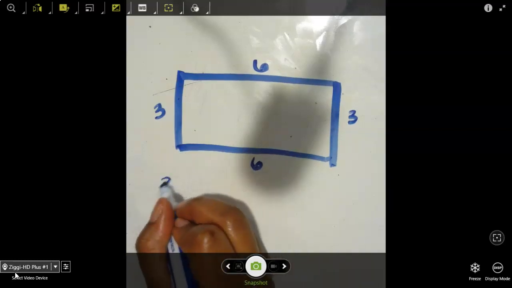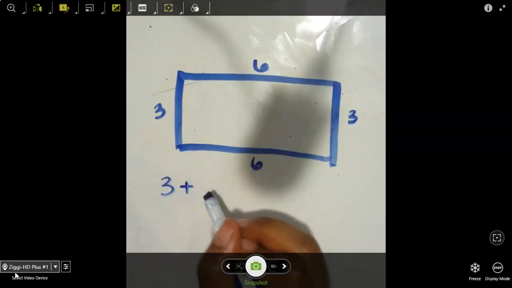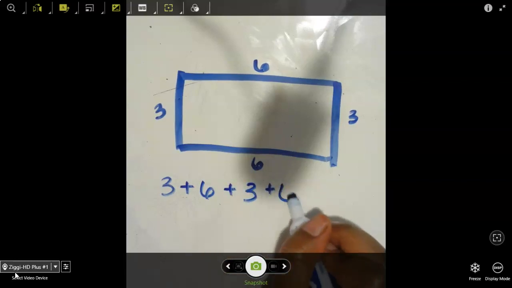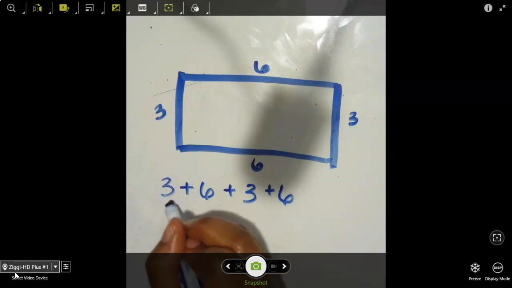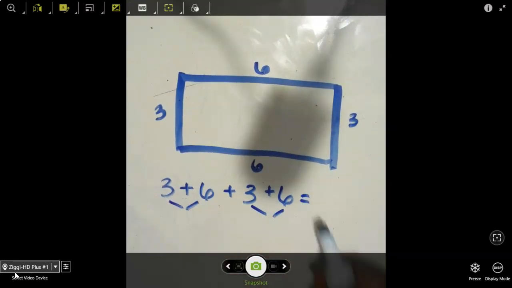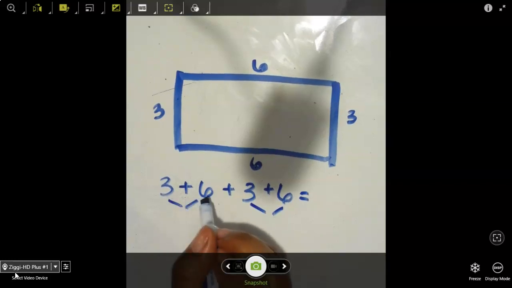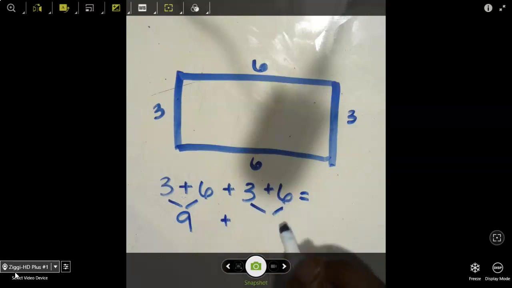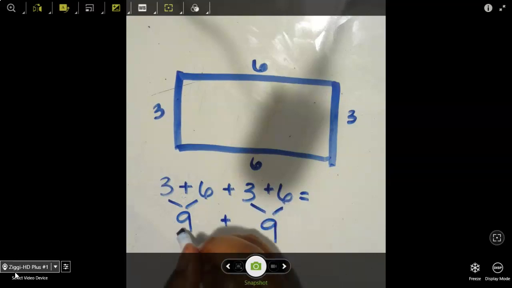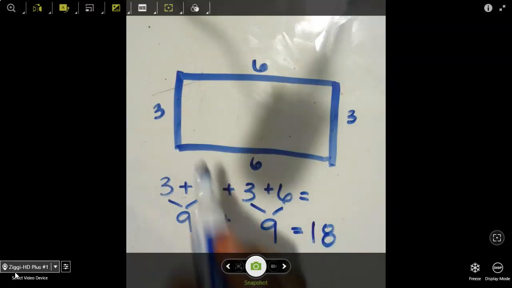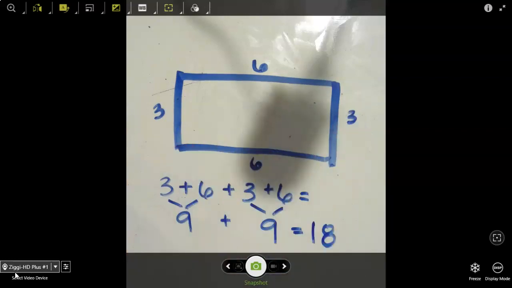So I have 3 plus 6 plus 3 plus 6. And I can group my numbers together to make it easier for myself. So 3 plus 6 is 9, plus 3 plus 6, which is 9. Now I have 9 plus 9, which equals 18. So the perimeter of this shape is 18.